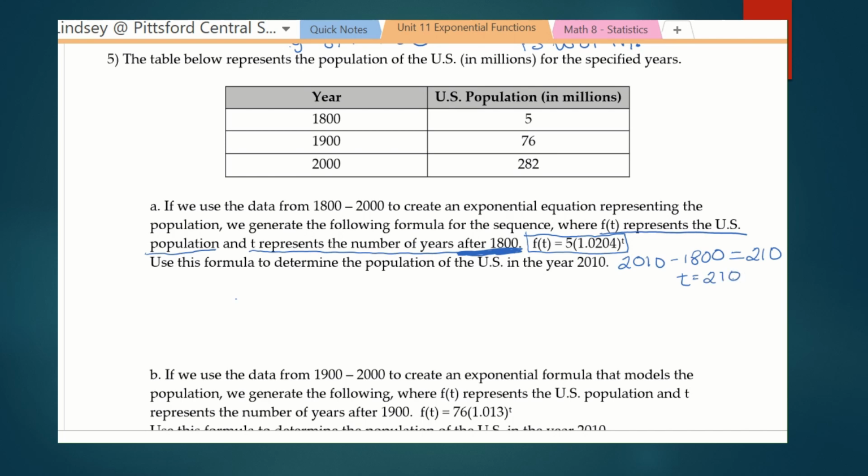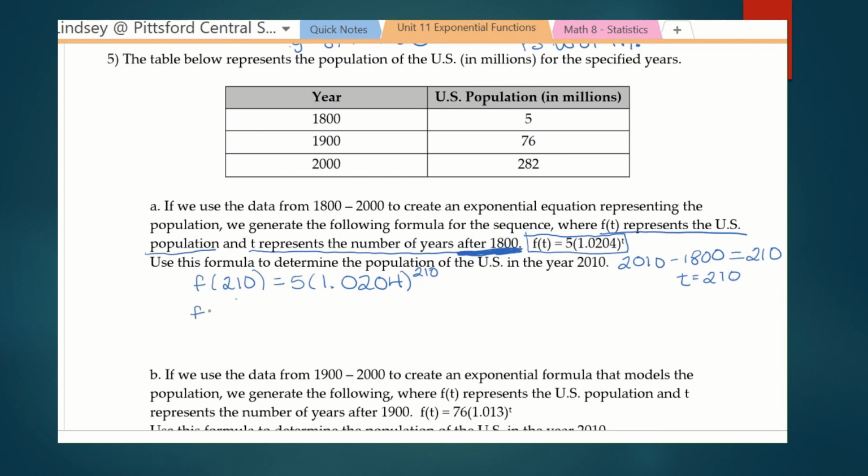So let's go ahead and plug that into our formula. Everywhere I see t, so f of 210 equals 5 times 1.0204 raised to the power of 210. So everywhere I saw a t, I put in 210 years. Okay, going to our calculators and plugging in the right side only. Do not touch the left side. The right side, 5 times 1.0204 raised to the power of 210.